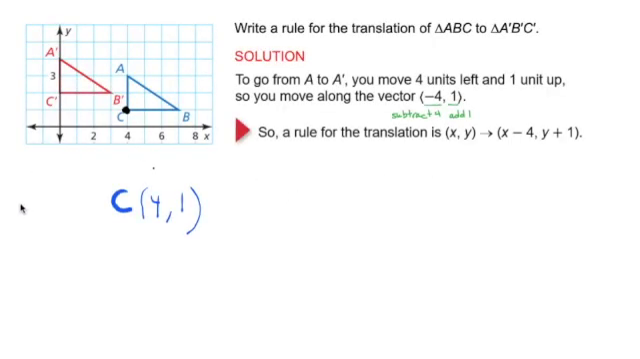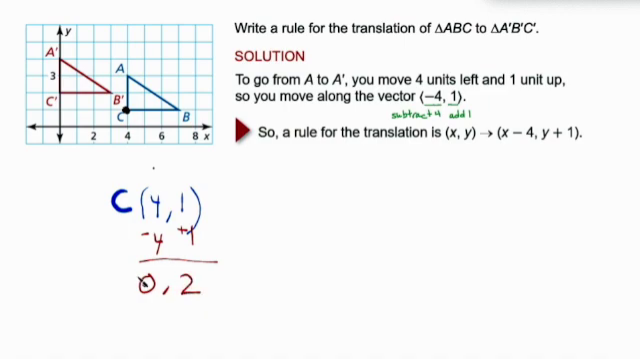To use that rule, you're going to start with your point. Here's point C. You can find it at 4, 1. So that's 4 units to the right and 1 unit up. And then if we apply our rule here, we're going to subtract 4 from our x value and then add 1 to our y value. So that gives us 0 for x and 2 for y. And that is what we would call C prime, the new C.